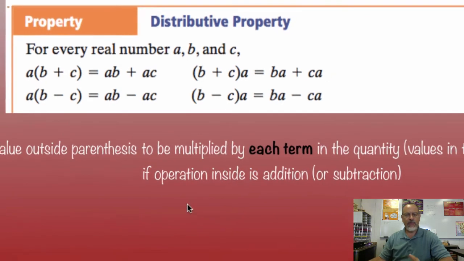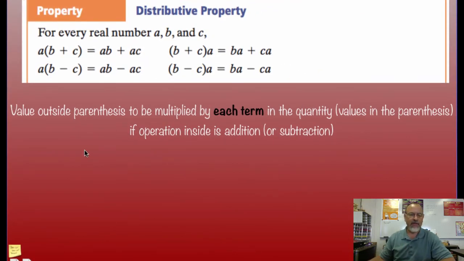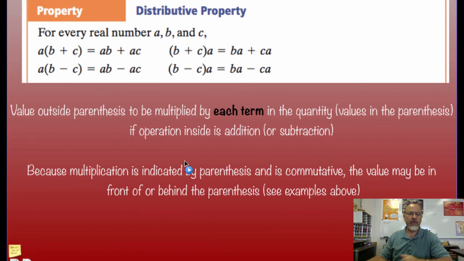All right, so I've got a couple of sentences here that kind of wrap up what I was just talking about. What we do with the distributive property is we take the value that's outside and next to the parentheses, and it needs to be multiplied by each term in the quantity. Okay, so everybody inside the parentheses has that number multiplied to it. And we can do that whether the operation inside is addition or subtraction. And because multiplication is commutative, we may see the number in front of the parentheses, we may see the number after the parentheses. Multiplication is commutative, so it doesn't matter.